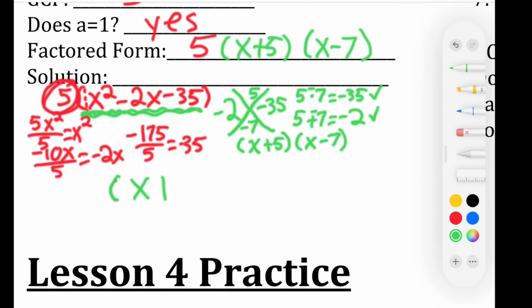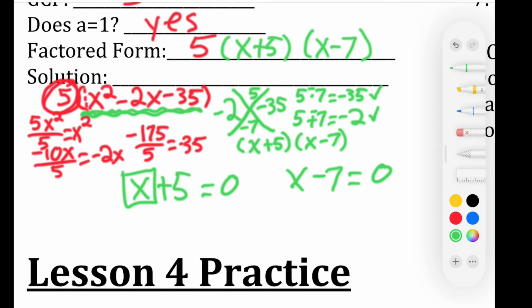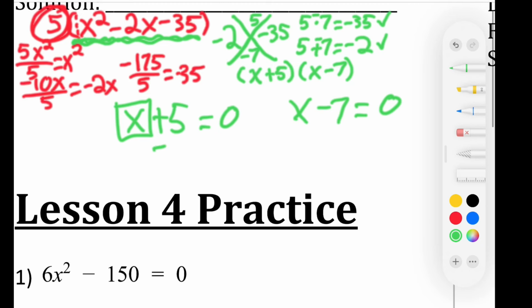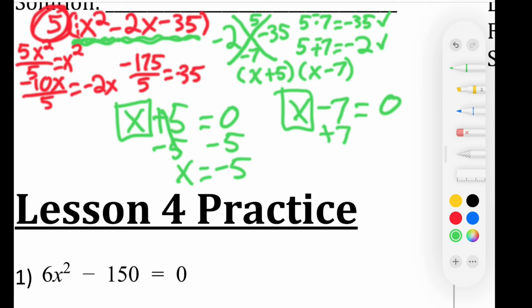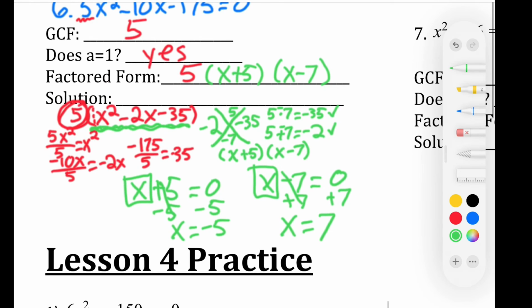So I have x plus 5 equals 0, and x minus 7 equals 0. I'm getting x by itself, so subtract 5, x equals negative 5. Getting x by itself for the x minus 7, so plus 7, x equals 7. So my solutions are negative 5 and positive 7.